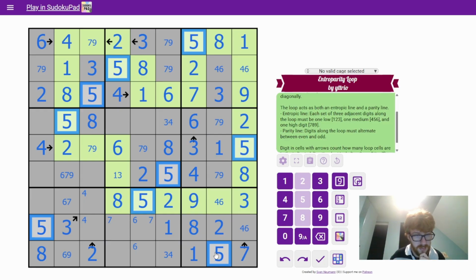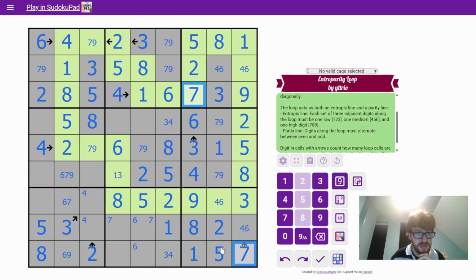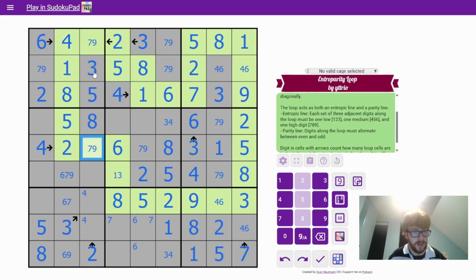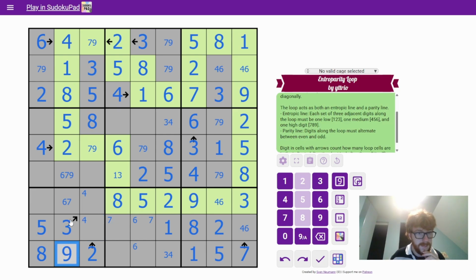I don't know if that's something that setters can enable, or if that's something that I can enable. I feel like I can change it in the settings, but I'm not sure. 9, one of those is a 9. Well, we know that this one isn't a 9, so that must be a 9. So that's a 6 or a 7.